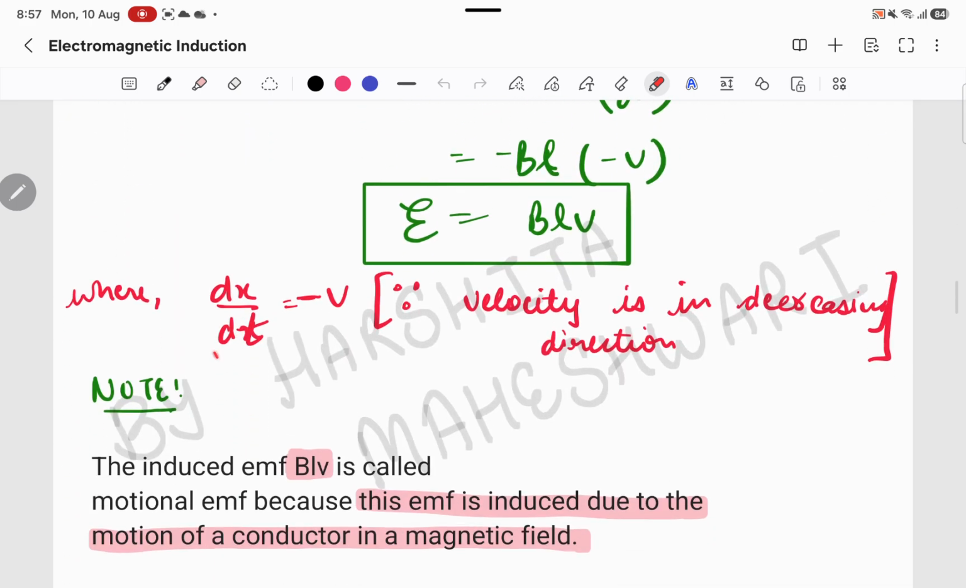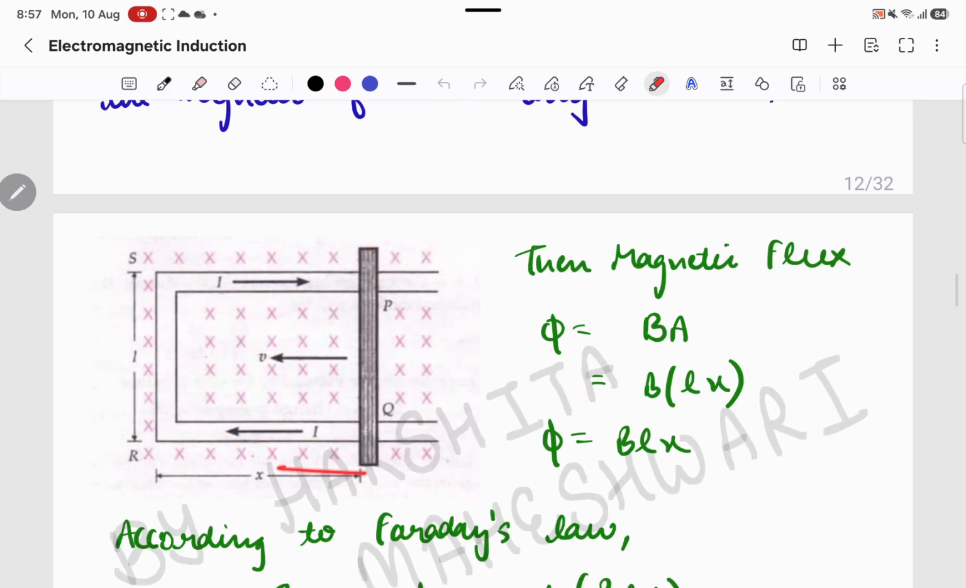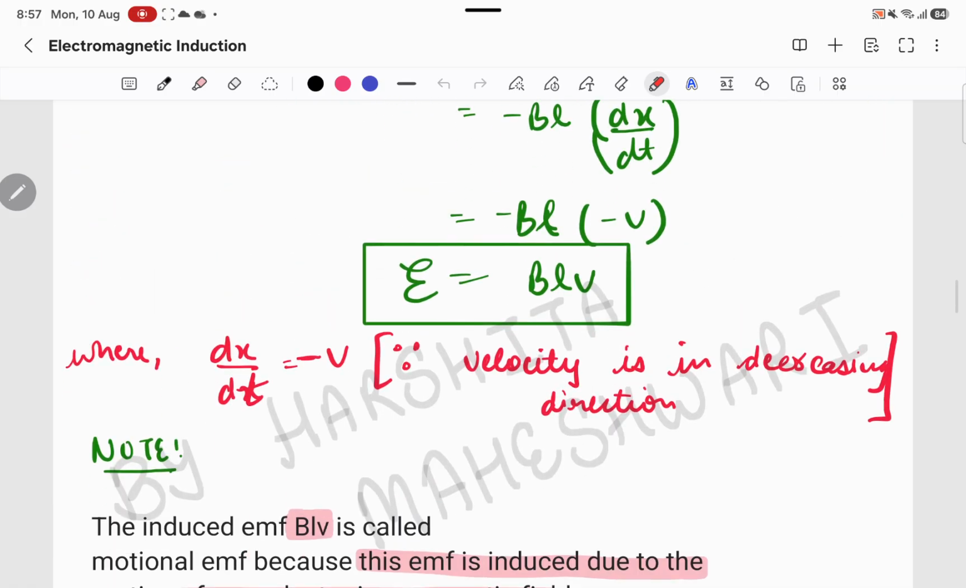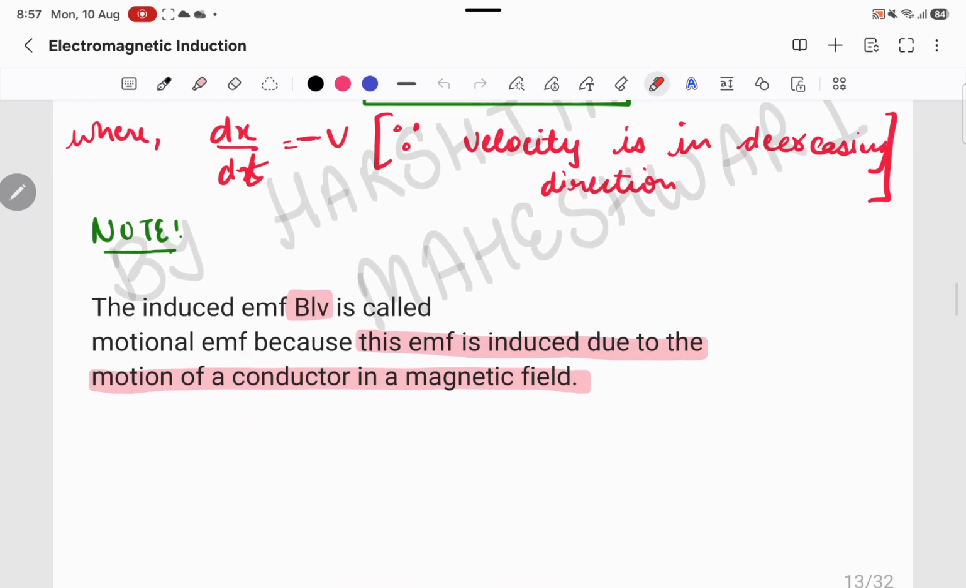Done. And we know this dx by dt is equal to minus V because as soon as we are going ahead in the direction of X, the velocity is in the decreasing direction. So it's doing the reverse thing. Now this induced EMF BLV is called the motional EMF, which we talked about earlier. So why is this called motional EMF? Because this EMF is induced due to the motion of the conductor in a magnetic field. As soon as we bring motion to a conductor in a magnetic field, the EMF gets induced, okay.